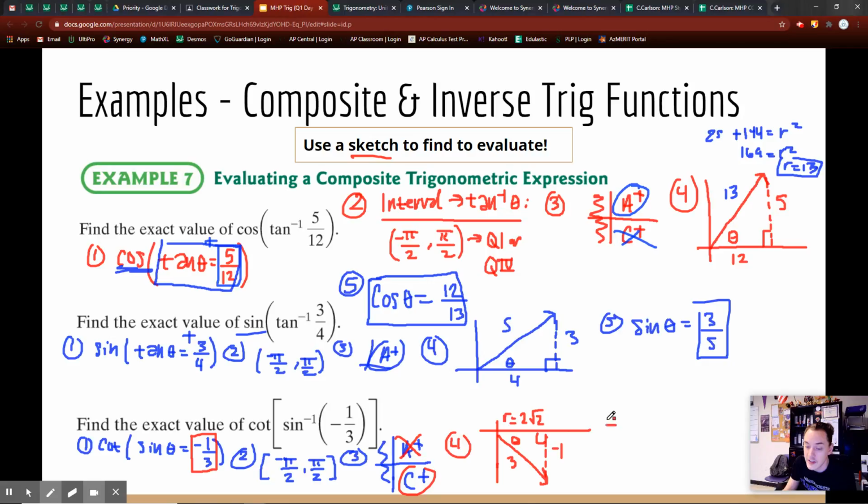Which means my fifth and final step, I bypass all that fun jazz and I just go straight for cotangent. Cotangent is adjacent over opposite. So adjacent, which is 2 radical 2, all over opposite, which is -1. So this equals -2 times radical 2. Okay? Sweet. Awesome. So that is literally the whole lesson.